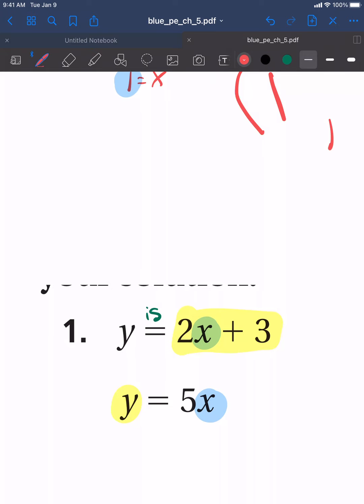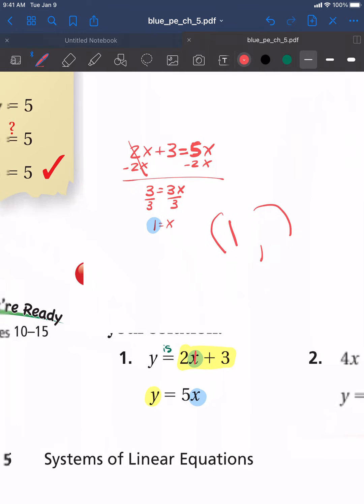But now, think about the top one. If I had plugged a 1 in right here, what's 1 times 2? 2. What's 2 plus 3? 5. Did it matter which one I plugged it in for? No, I'm still going to get y is 5. Is there any difference at all besides the solving steps if we were to have done the bottom one first? Nothing different, honestly.